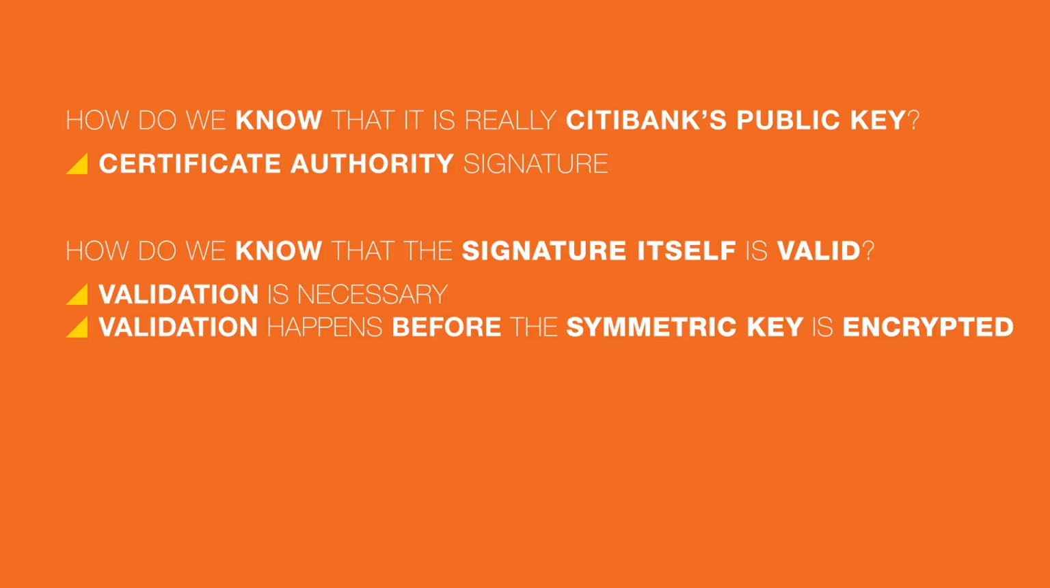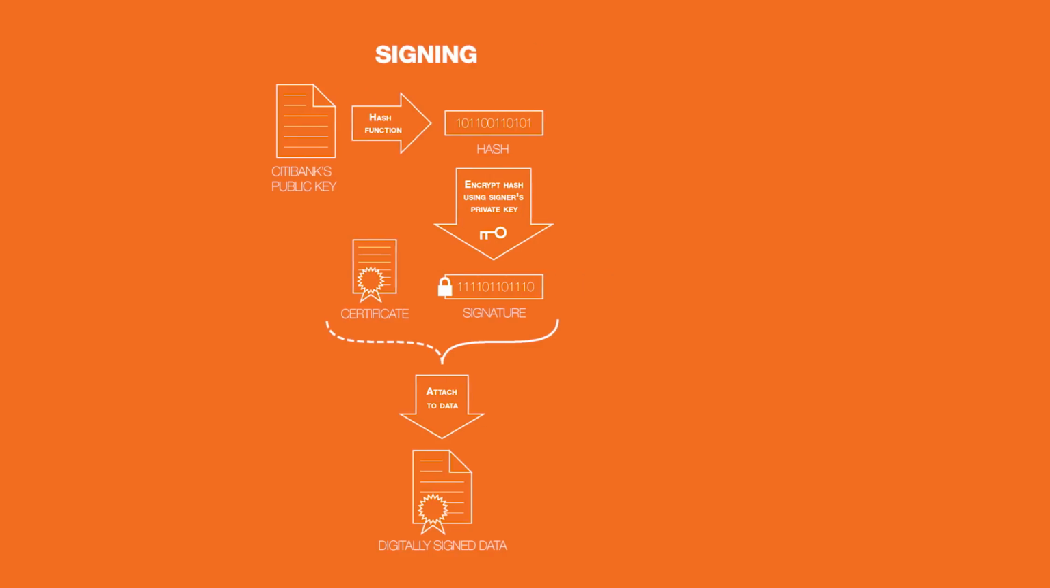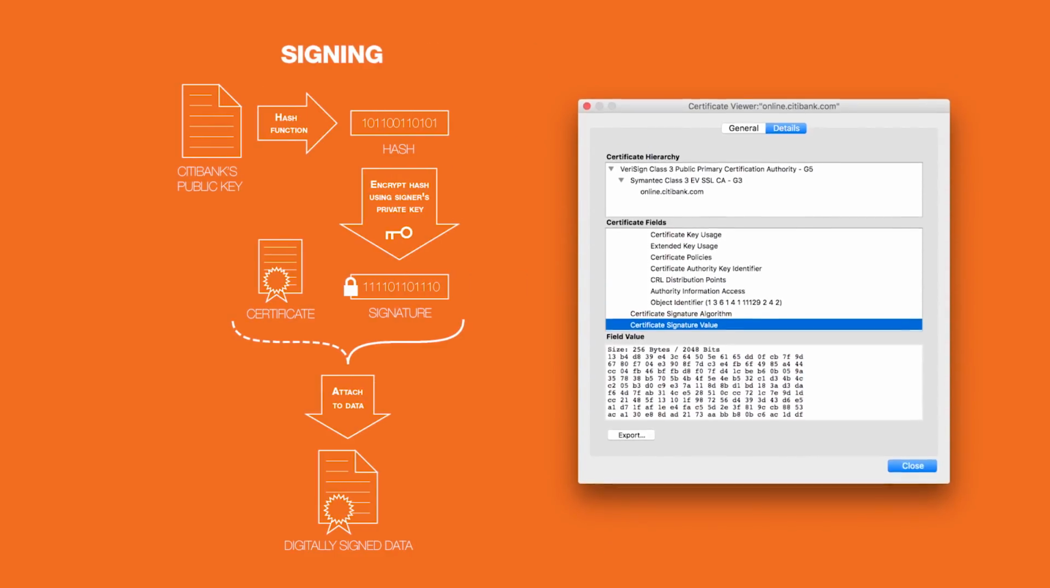Here's the final piece of the story. The CA hashed the public key of Citibank and encrypted it with the CA's private key. That's a field on the digital certificate. In fact, that's the actual digital signature we've been talking about all along.